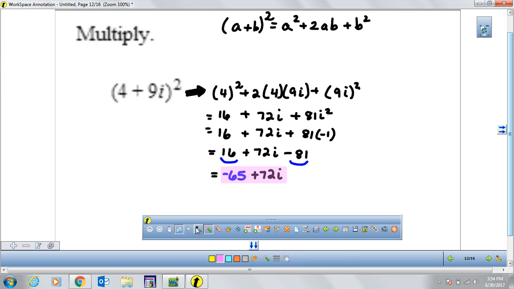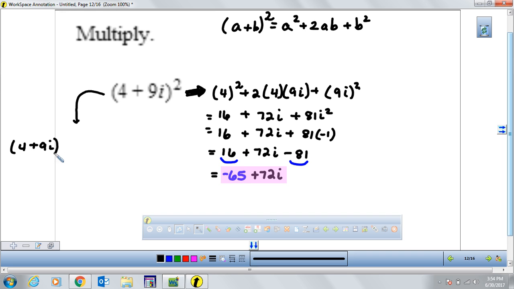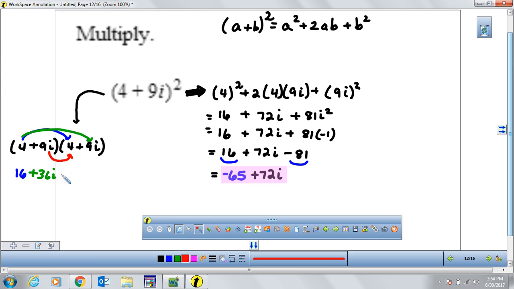Okay. Now, we can also do it in a different way. If you wish, you can also do this. 4 plus 9i squared means that you have to multiply 4 plus 9i times 4 plus 9i. You just multiply the same complex number by itself. And then you do the distributive property. 4 times 4 is going to be a 16. Then 4 times 9i is going to be plus 36i. Then we got 9i times 4, which is plus another 36i. And finally, 9i times 9i is plus 81i squared.